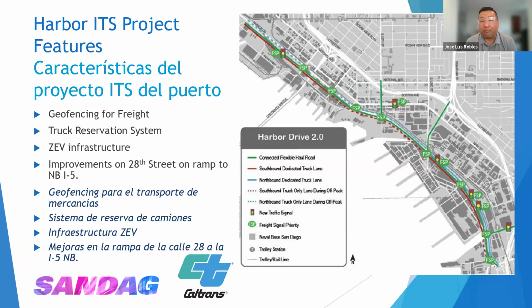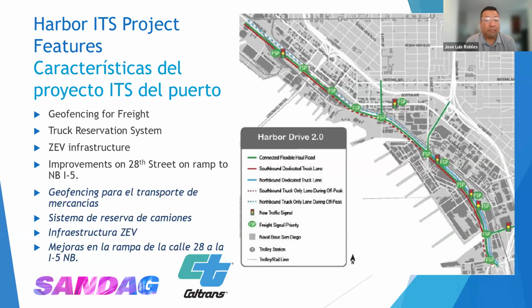The access routes from the freeway to Harbor Drive are denoted there in green. There are 28th Street, 32nd Street, and 8th Street. All the other streets that are there are not designated for truck use, so we want to incentivize trucks to remain on those facilities only.